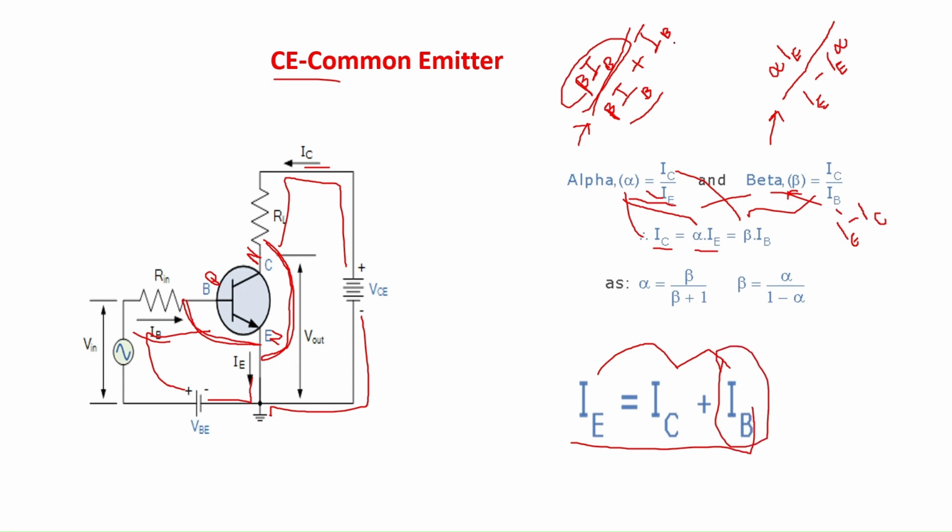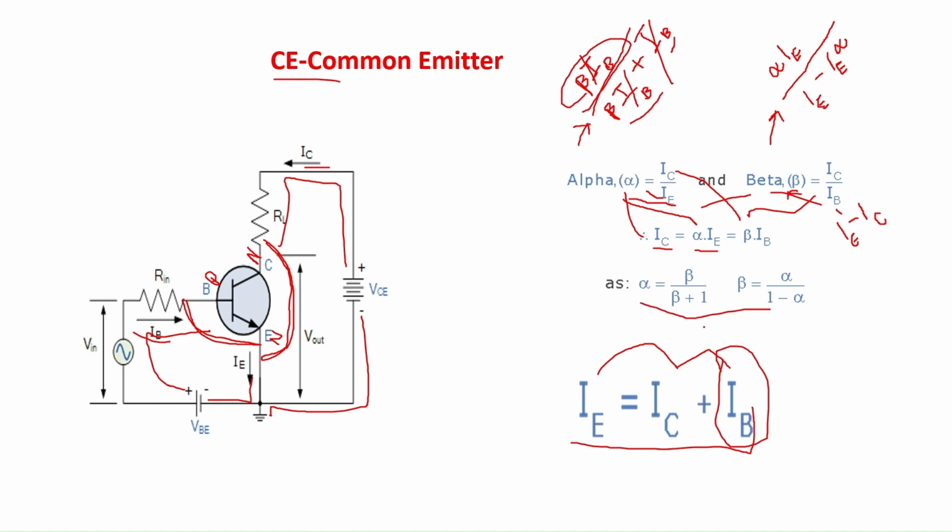And now we will be taking out IB as common. So this IB and this IB will get cancelled, and the final equation will be equal to beta divided by beta plus 1. So alpha is equal to beta divided by beta plus 1.